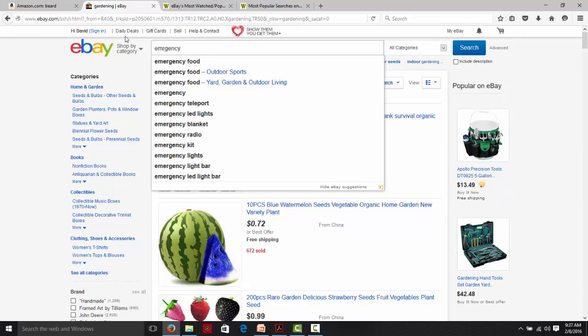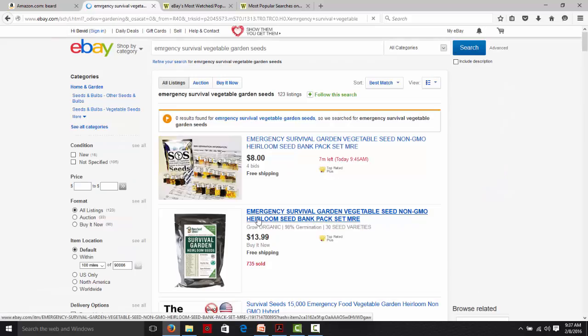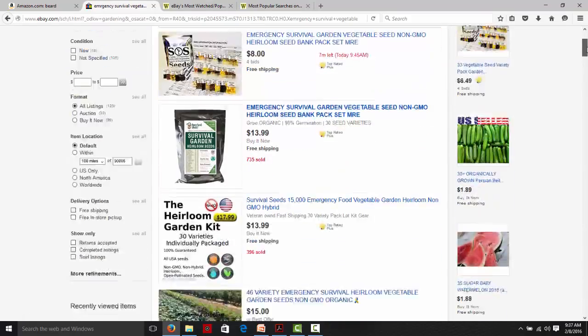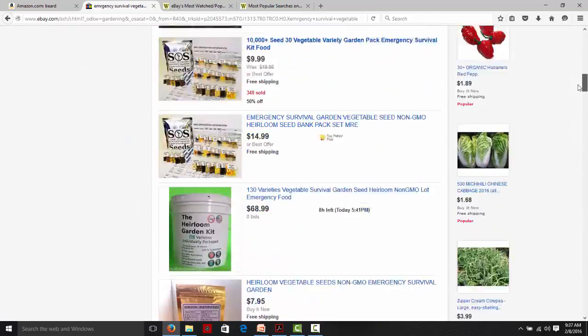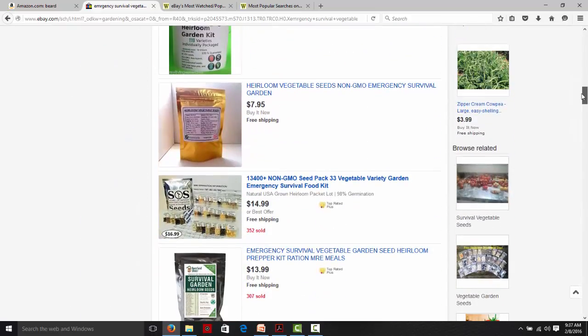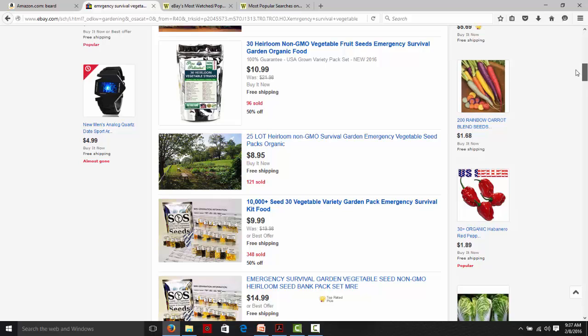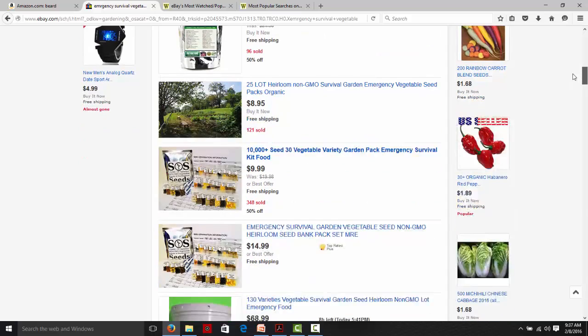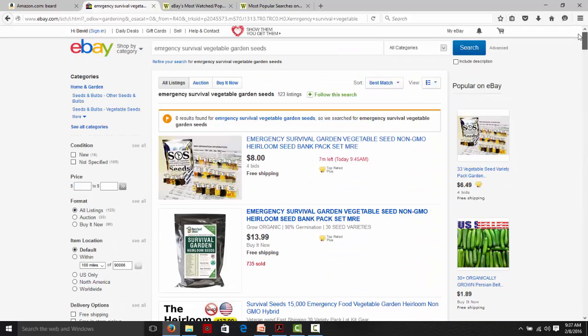Emergency survival seeds. Here we go. And as you can see, there's a ton of different products, and this is a product that solved a problem, you know. So there might be a great market for it.